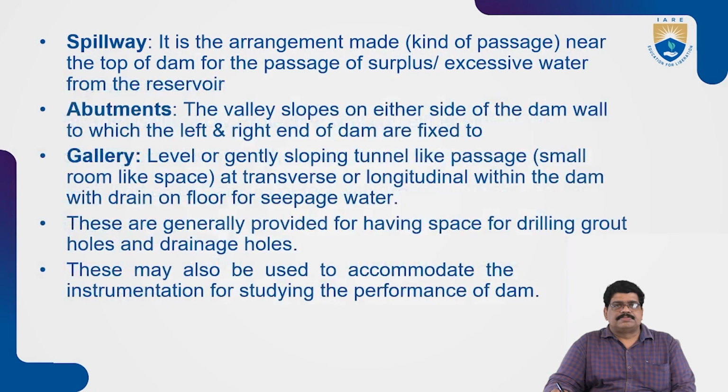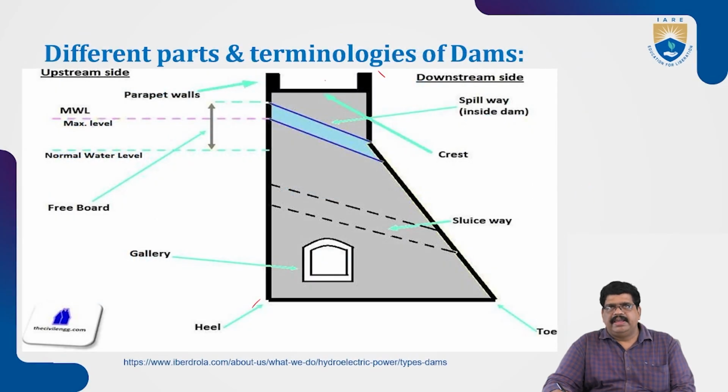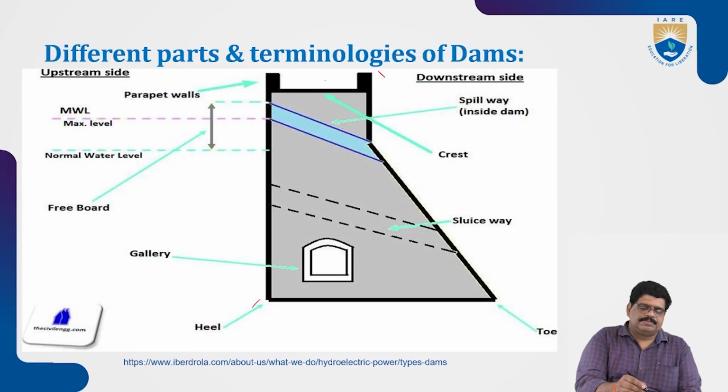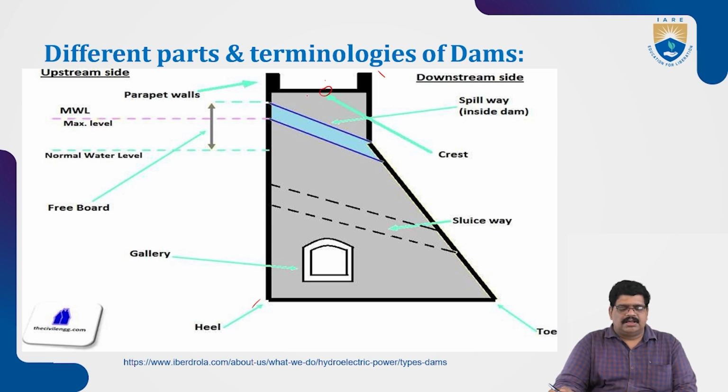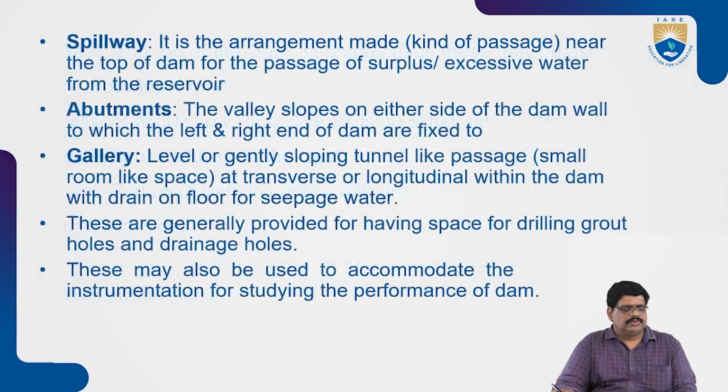Next, spillway. What is meant by spillway? A spillway is nothing but a structure that can be constructed. Let us see in the diagram, you can understand easily. The spillway is provided at the top to overflow the water during flood time. A spillway is a structure arranged near the top of the dam. Surplus or excess water can be removed from the reservoir. That is called the spillway.